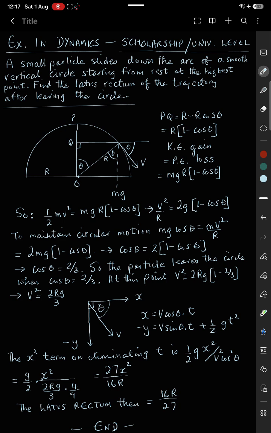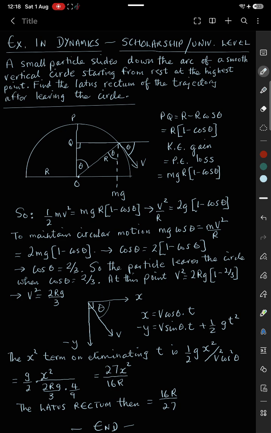Now, we have to look at the projectile motion. So the horizontal component, we call that x. X will equal v cos theta times t, the time, and minus y, because we're going downwards, will equal v sine theta t plus half gt squared.